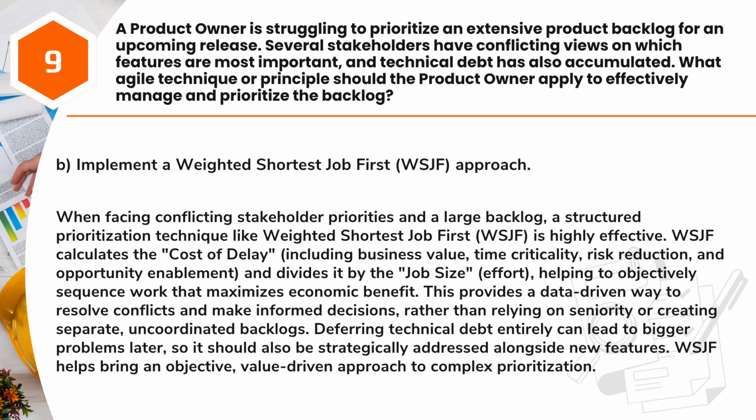Answer: B. Implement a weighted shortest job first, WSJF, approach. When facing conflicting stakeholder priorities and a large backlog, a structured prioritization technique like weighted shortest job first, WSJF, is highly effective. WSJF calculates the cost of delay, including business value, time criticality, risk reduction, and opportunity enablement, and divides it by the job size, effort, helping to objectively sequence work that maximizes economic benefit.